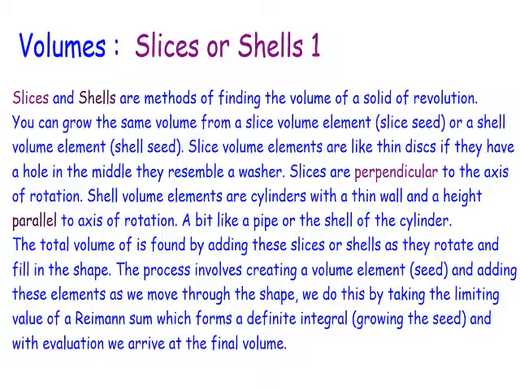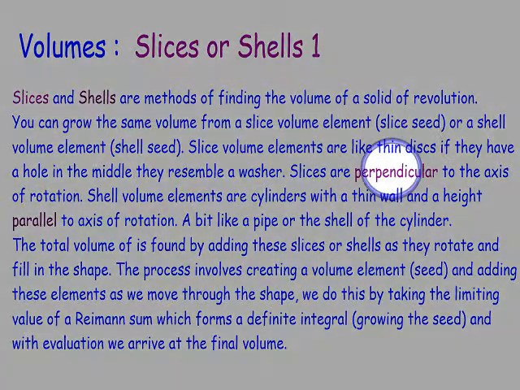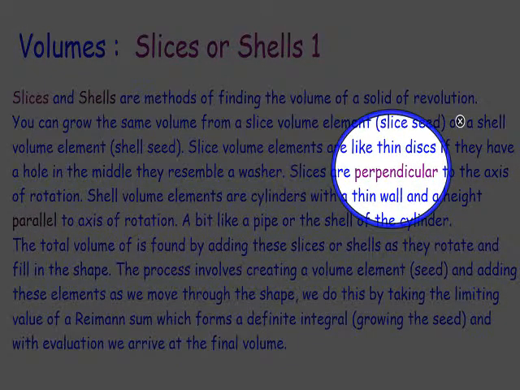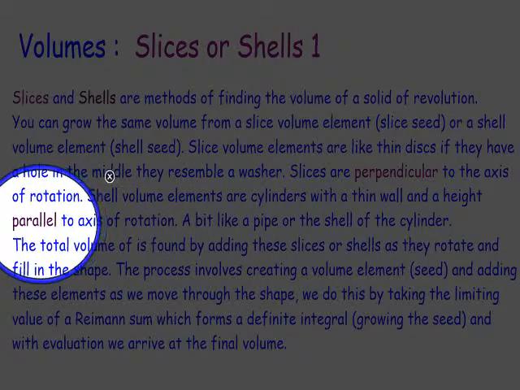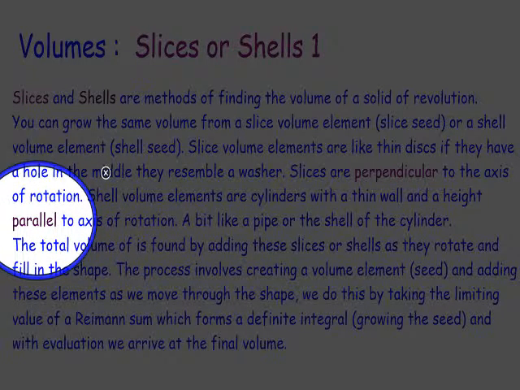Now, the bar will need to be perpendicular or parallel to the axis, and this will become very important shortly. So I'm going to introduce this idea of inserting a bar into the area which we're going to rotate. If the bar is perpendicular to the axis of rotation, then we create what's called a slice. And if it's parallel to the axis of rotation, it's a bit like a shelling idea.